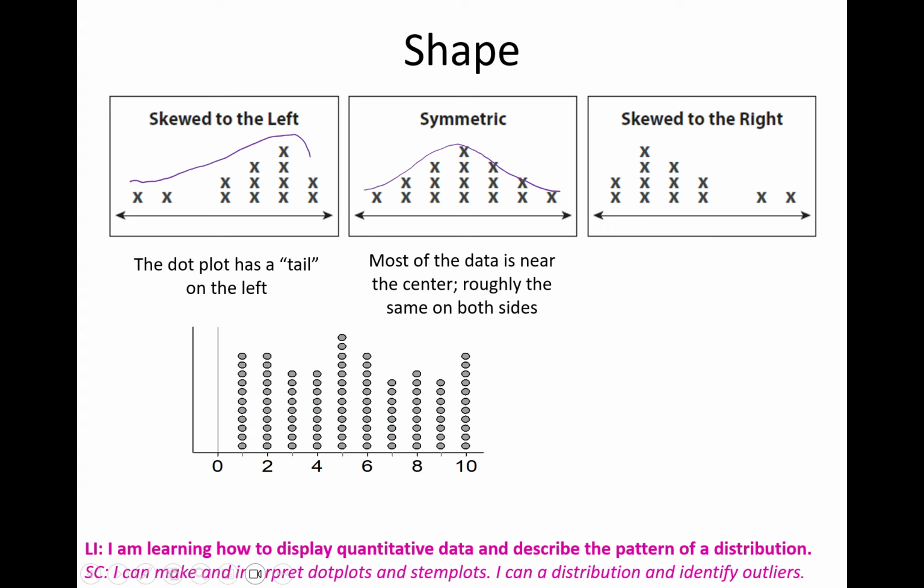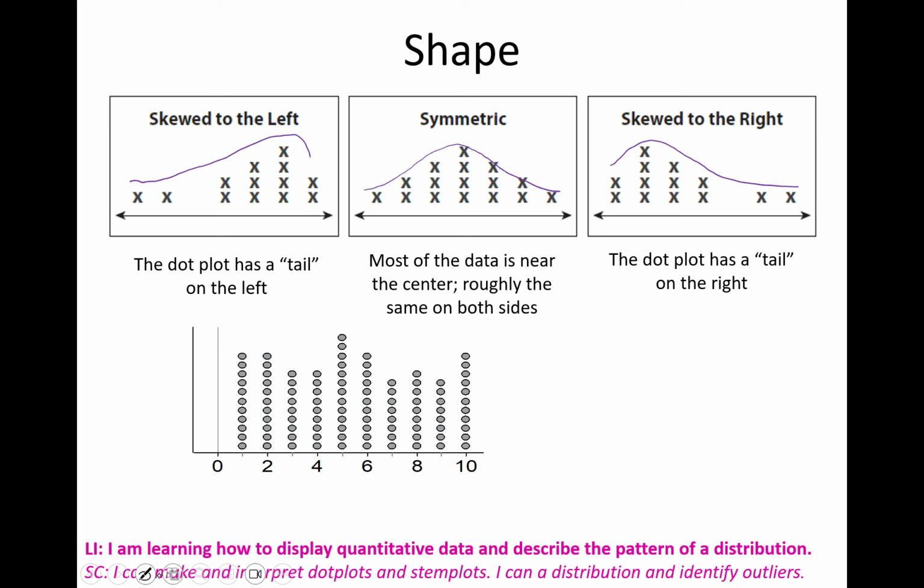And then the last one, skewed to the right. When we're talking about skewed data, we have a lot of data on one side and it trails off to a particular side. We're looking for where the data trails off, or where is the tail? So here, there's the tail of my data. So this one is skewed right. The dot plot has a tail on the right. So we definitely want to be careful with skewed left and skewed right. We want to make sure we're describing left and right based on where the tail of the data is.